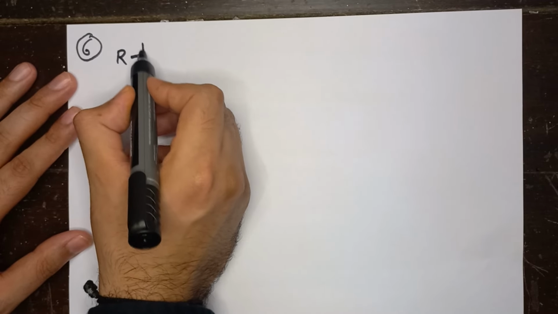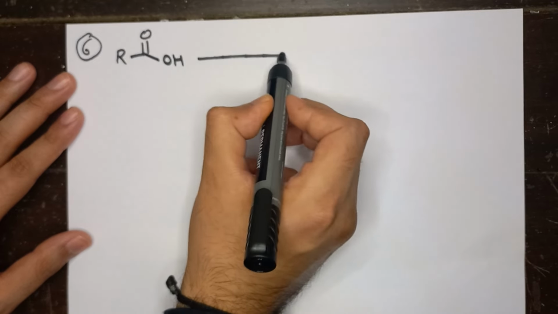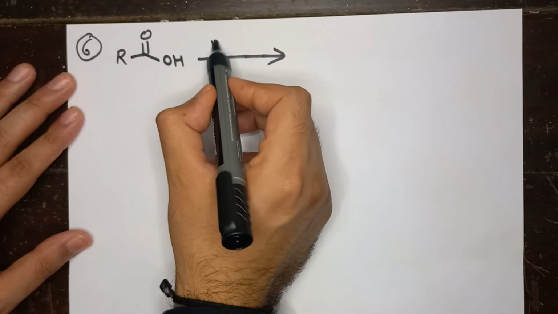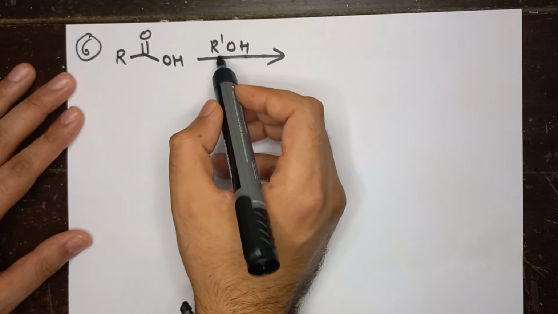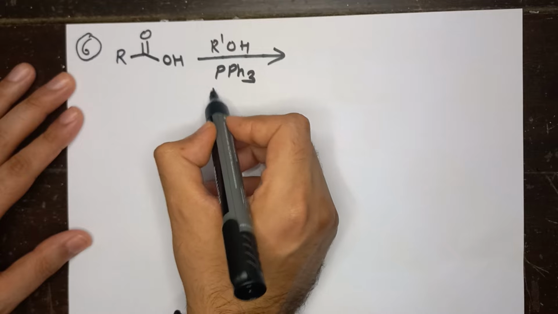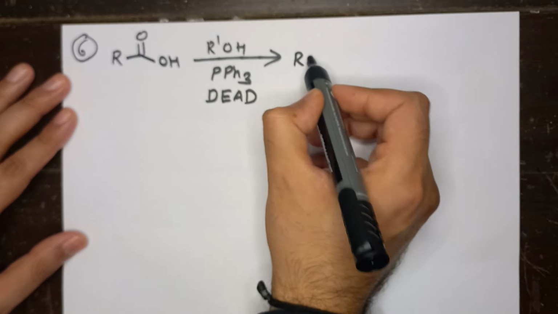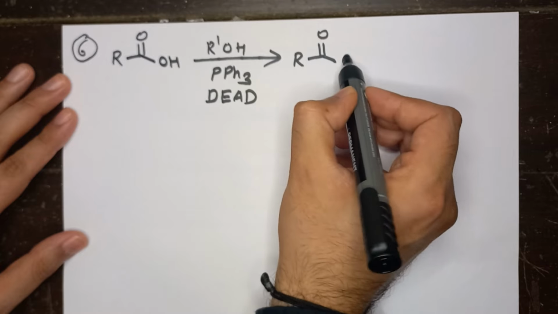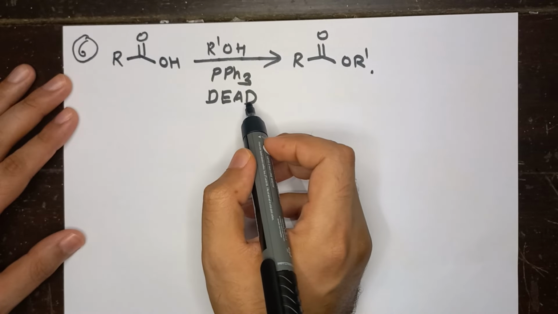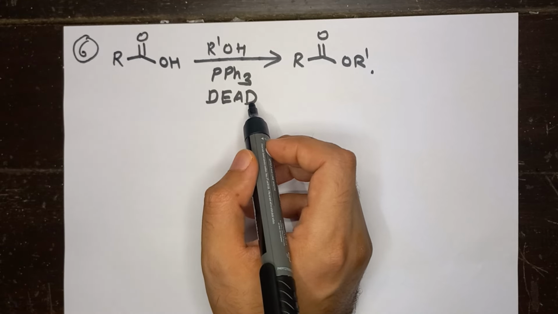So I have a carboxylic acid, and if I react it with alcohol, PPH3, and reagent called DED, this will give me the ester molecule. So what is the structure of DED molecule?